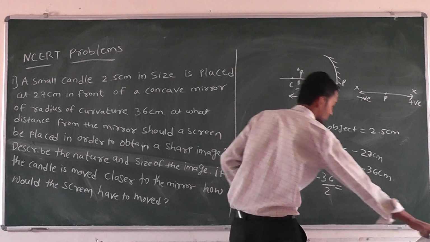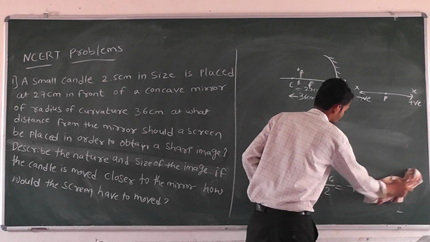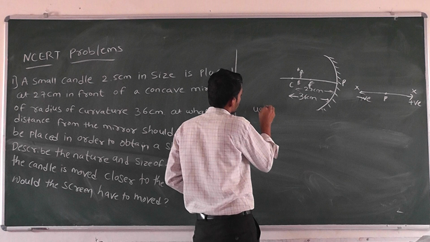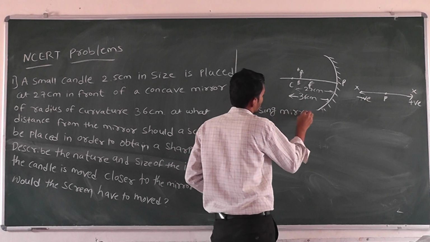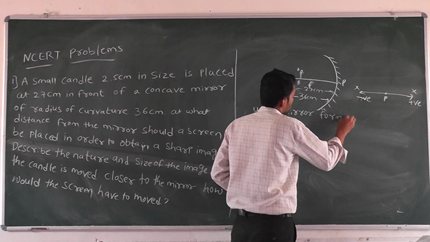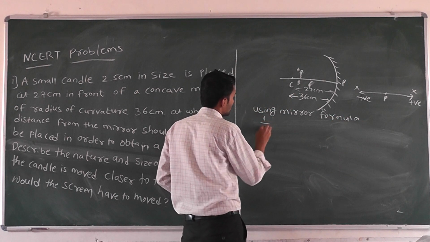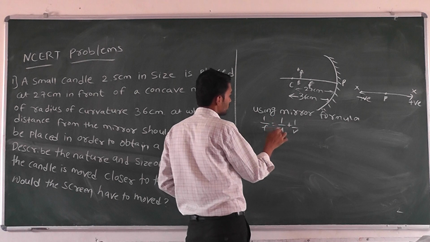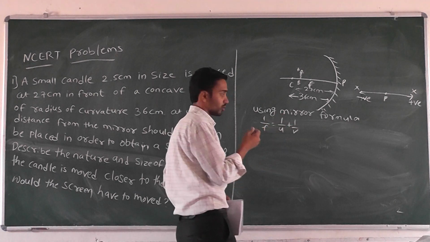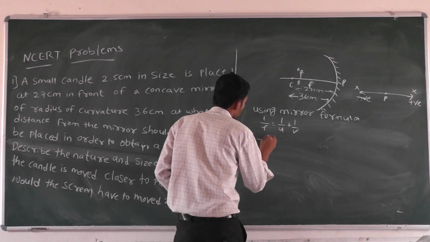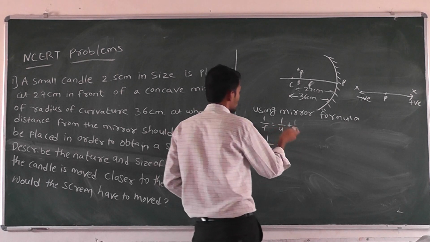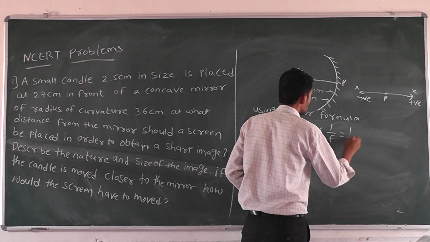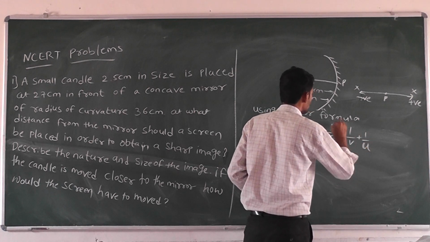And next, using the mirror formula. What is the mirror formula? 1 by F is equal to 1 by U plus 1 by V. Whether you write 1 by F is equal to 1 by U plus 1 by V, or first write 1 by V plus 1 by U, both are the same. So I am using this format.